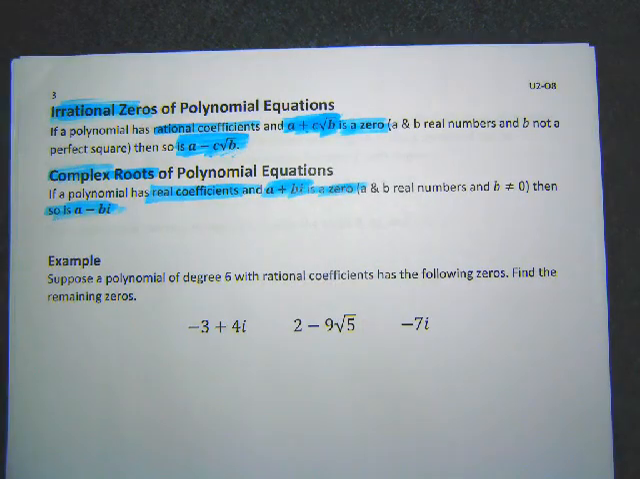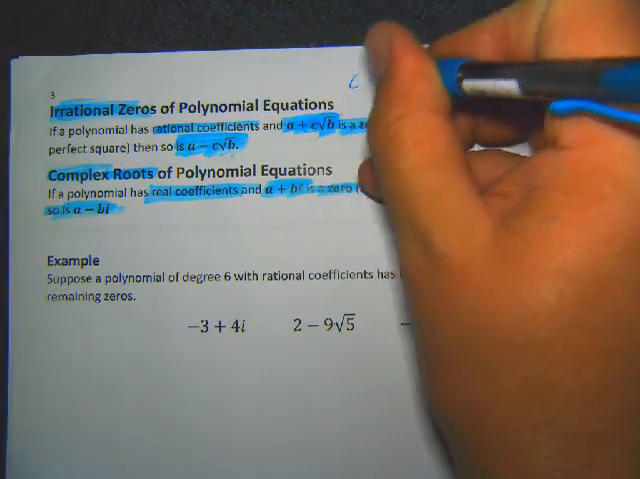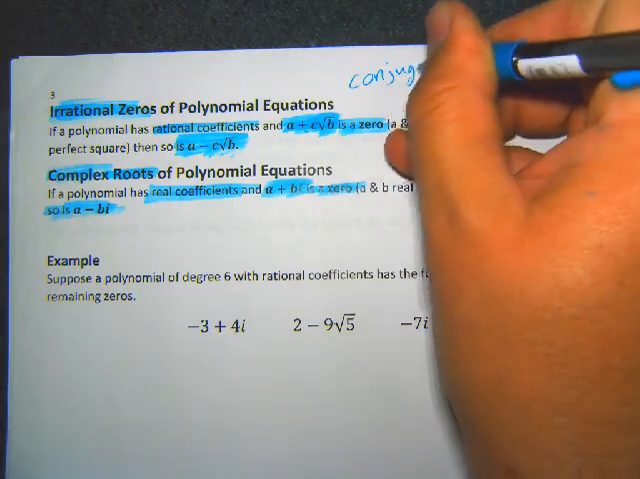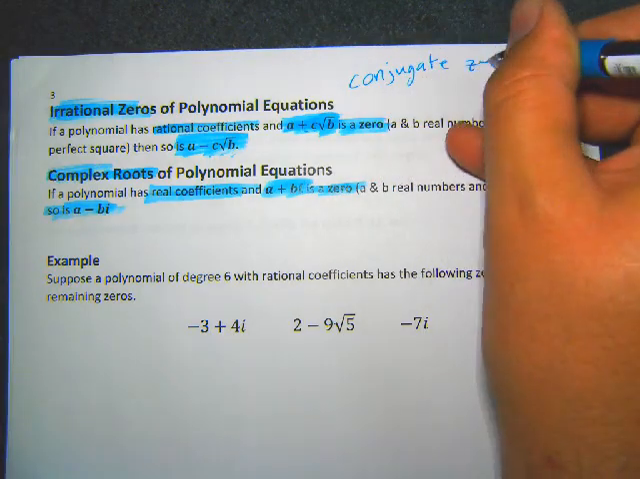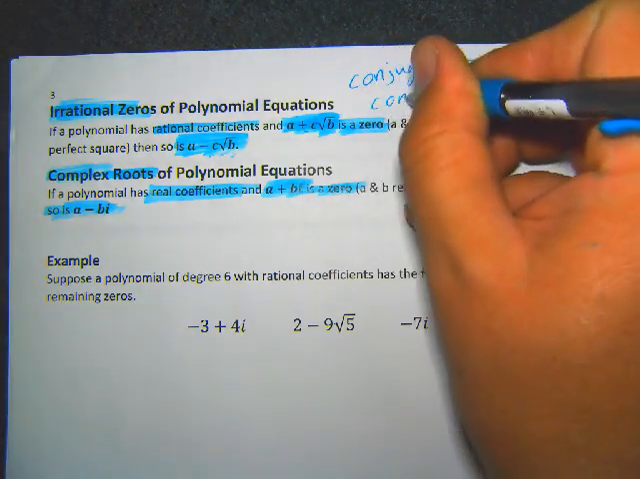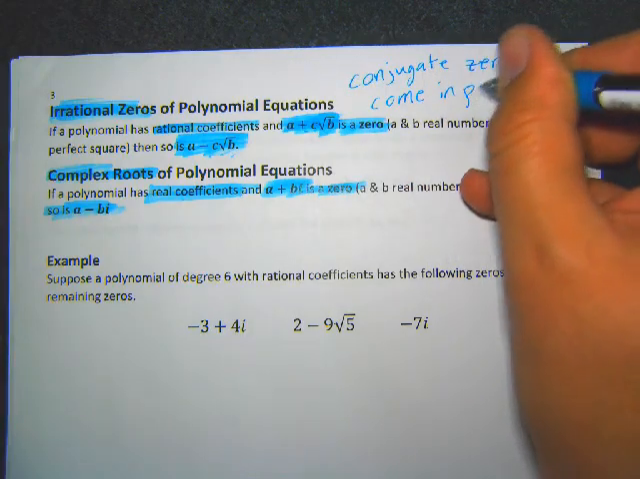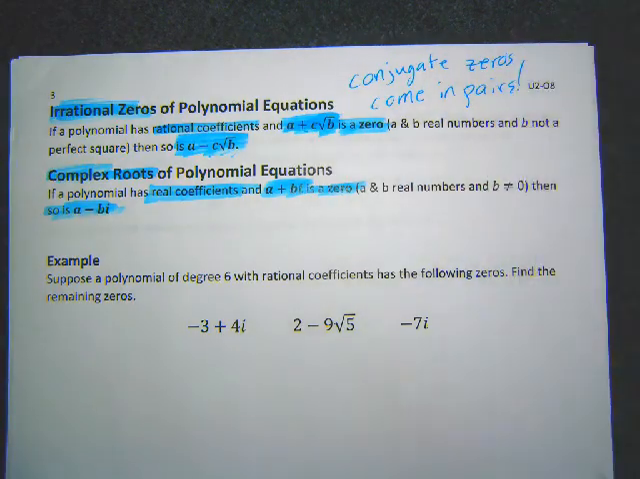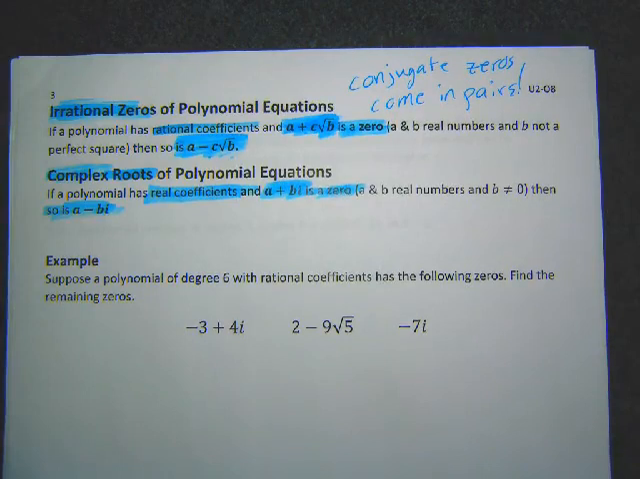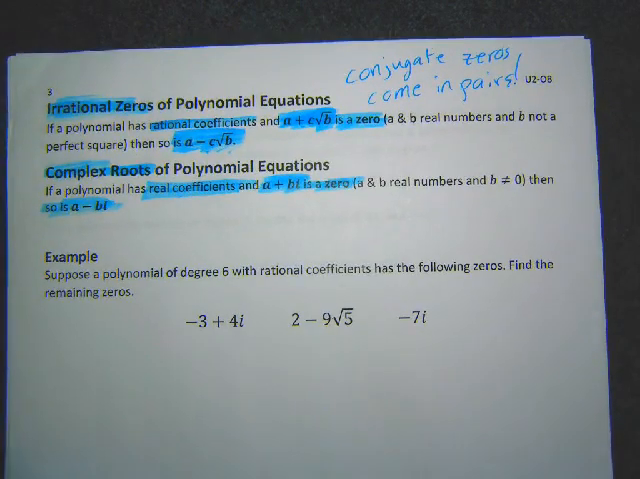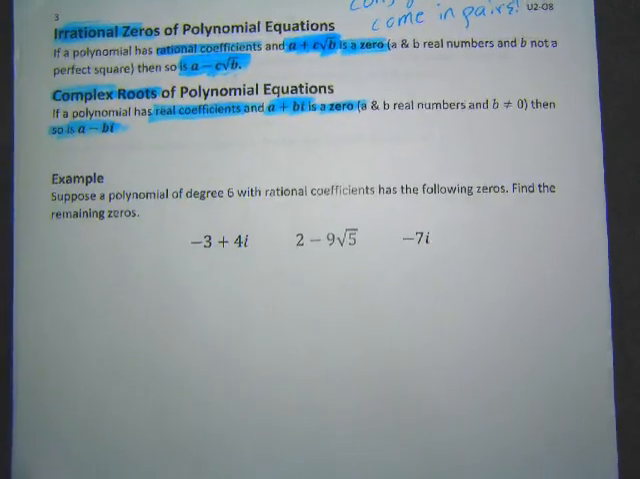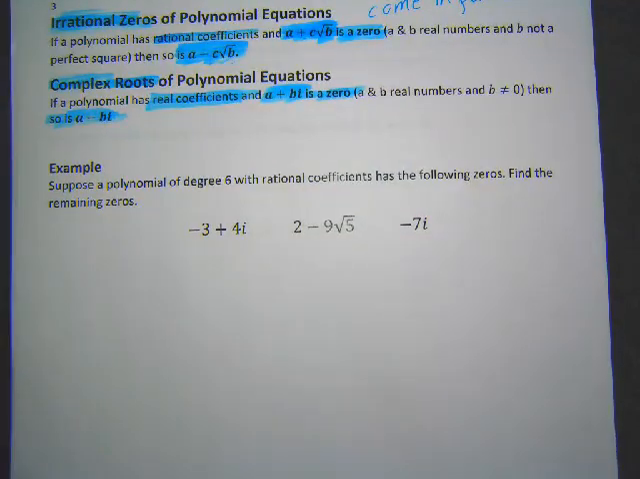So what these both say is that conjugate zeros come in pairs. That's what this says. So conjugate zeros always come in pairs. If you got one of the pairs, then you have to have the other of the pairs of zeros as well. So you'll see that sometimes they'll have a question where they'll just ask you what are the other zeros.